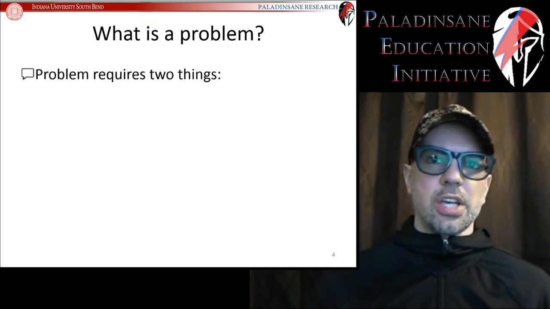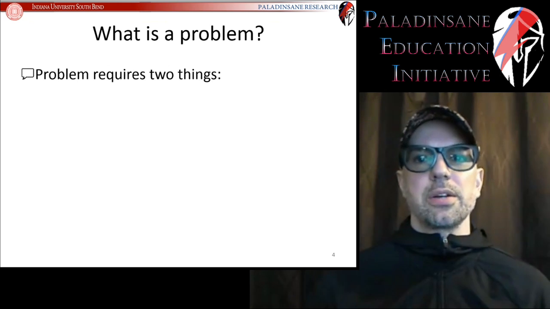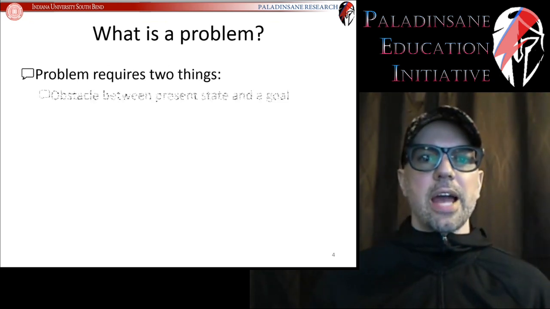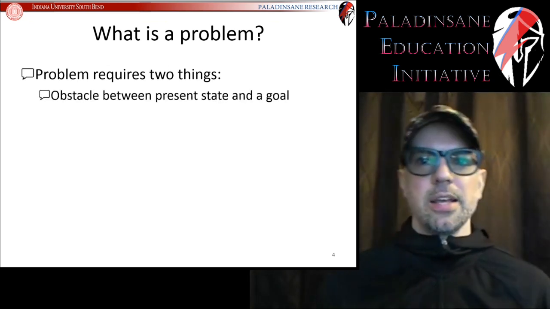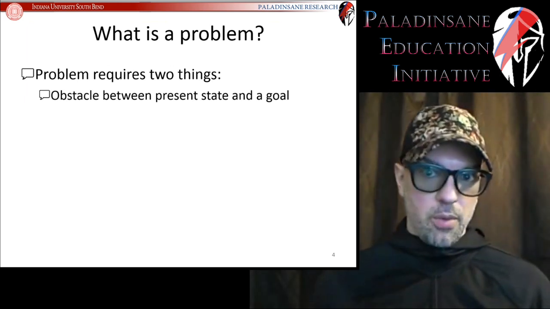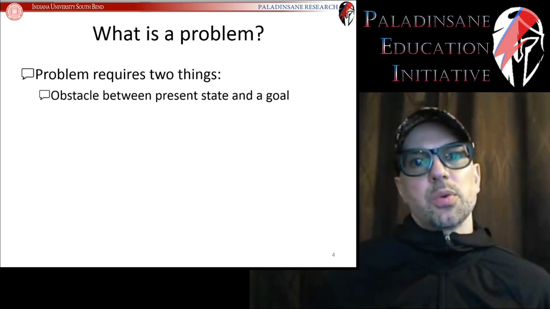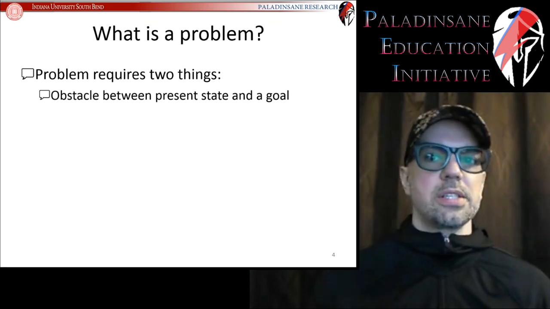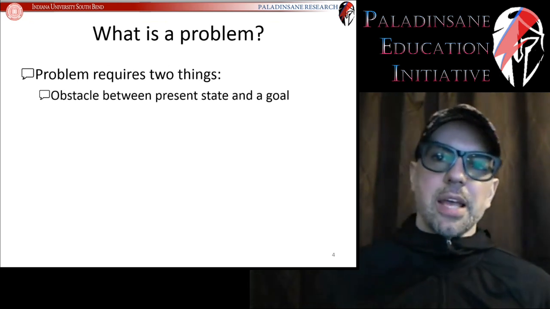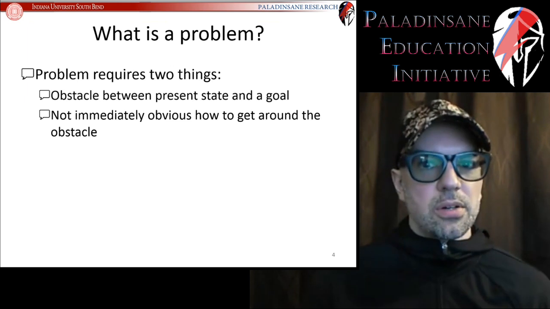So in cognitive psychology, a problem requires two criteria to be met. First thing is that there has to be an obstacle between your present state and your goal. There has to be an obstacle between where you are and where you want to be. So that's number one. There has to be some sort of hindrance between where you are and where you want to be, your present state and the goal. And then the second criteria is that it can't be immediately obvious how to get around that obstacle.